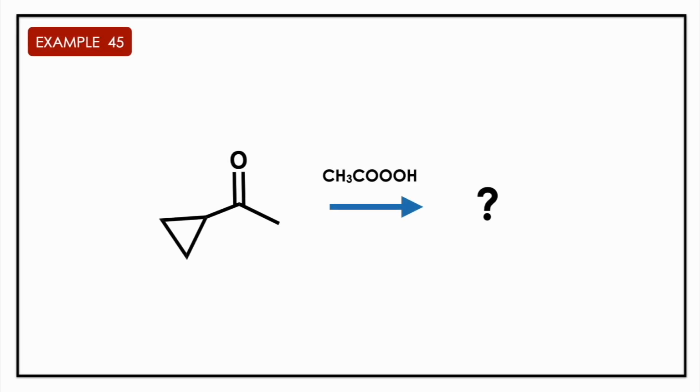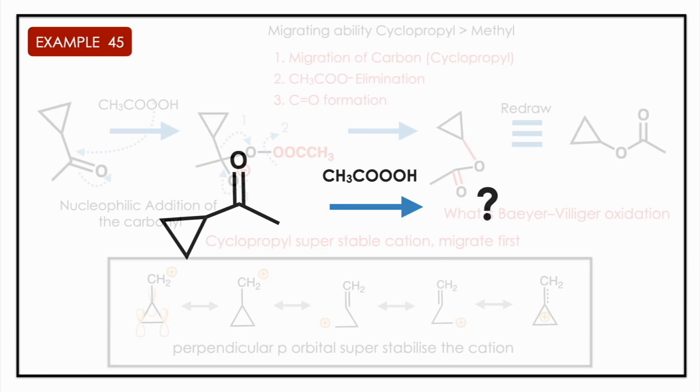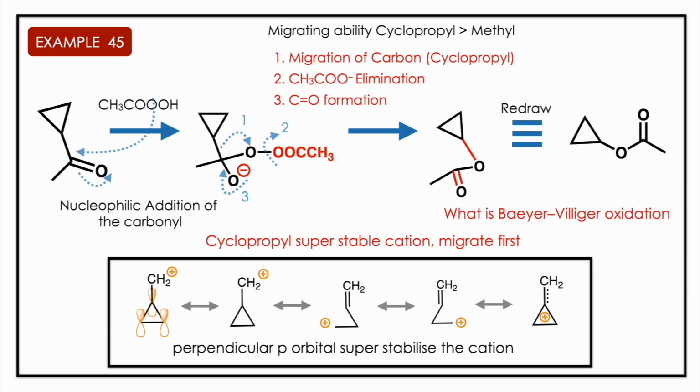Then the next example, here you have carbonyl. The starting material is ketone, one side methyl, another side cyclopropyl. You are using the peracid. You should find what will be the final product. Here the problem is all about migrating ability because you have cyclopropyl here.